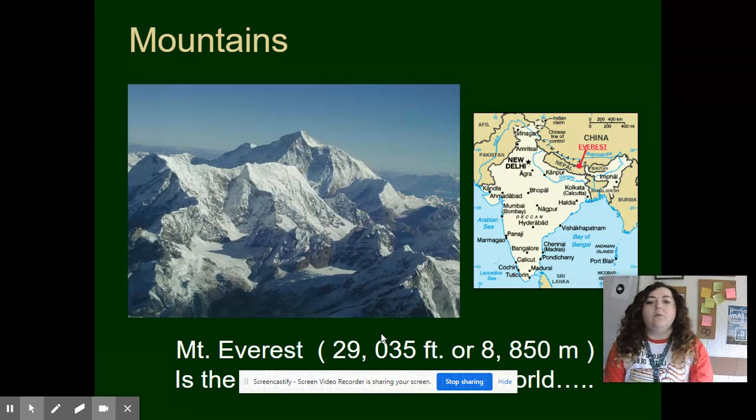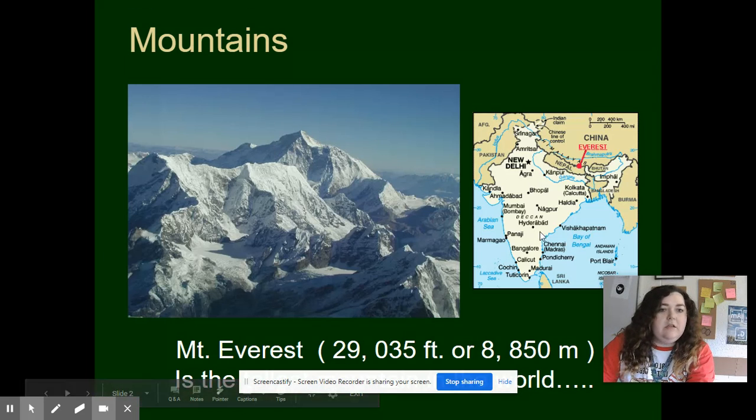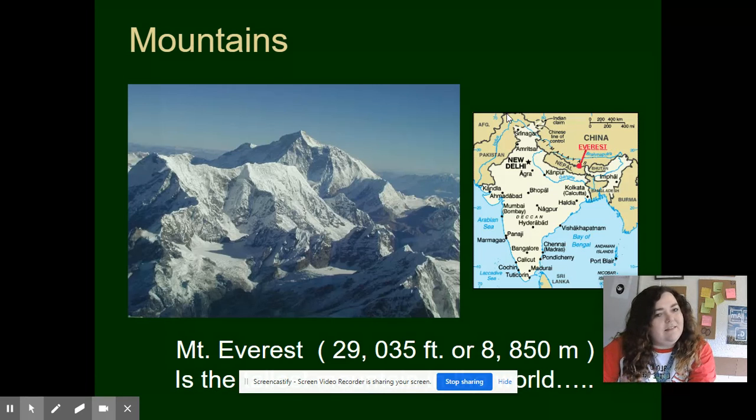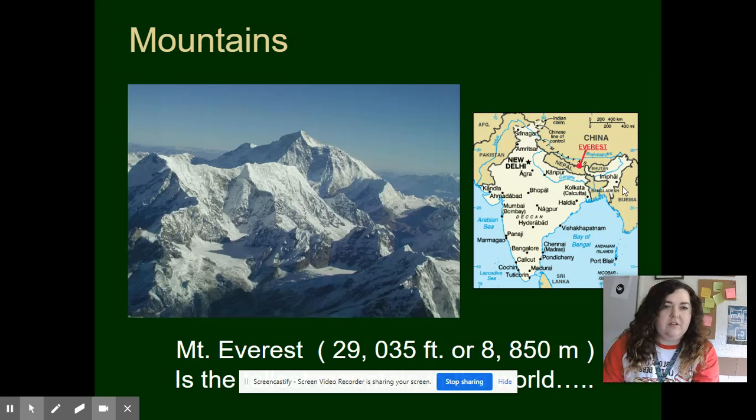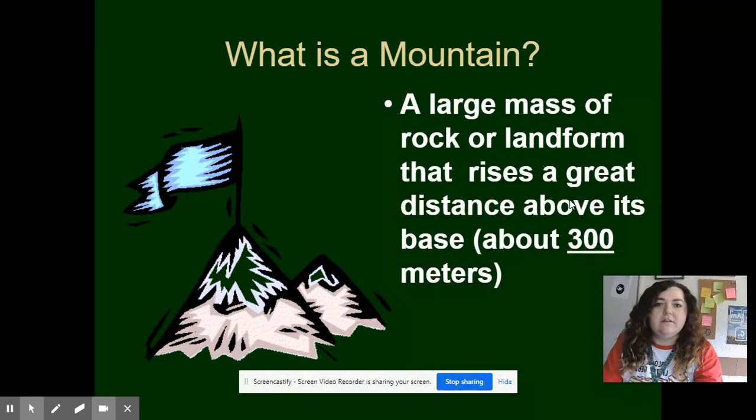So mountains. One of the tallest ones on the surface of the earth, not the tallest one starting on the sea floor, is Mount Everest. And this is from a convergent plate boundary right here between India and China. So this boundary, there's actually 3 tectonic plates being pushed together here, but this mountain chain is only caused by the 2 coming together. So what is a mountain?